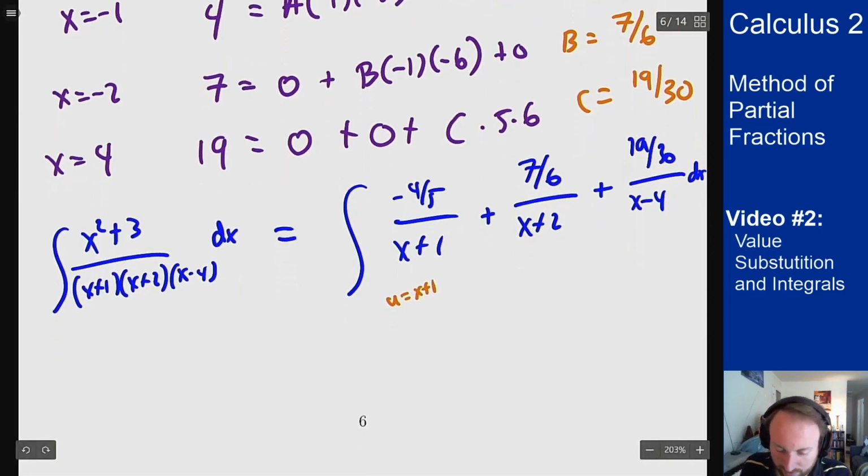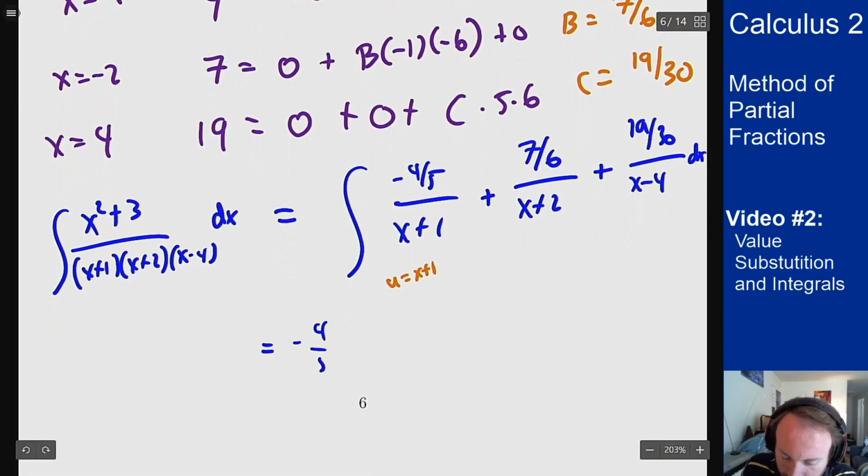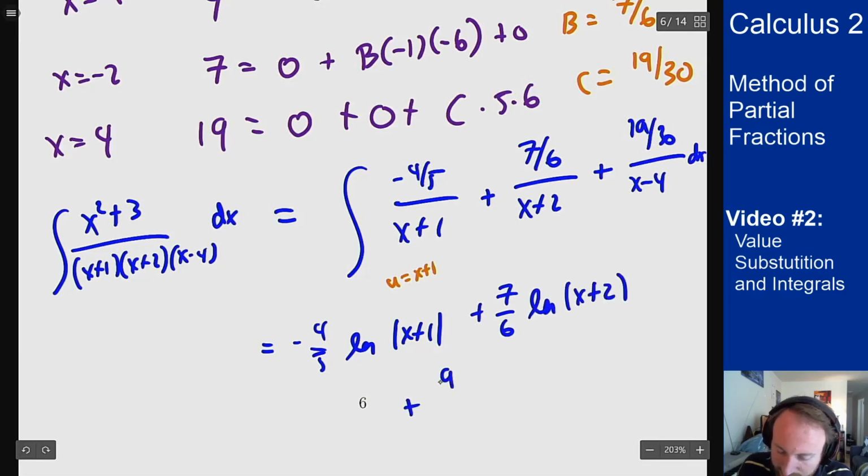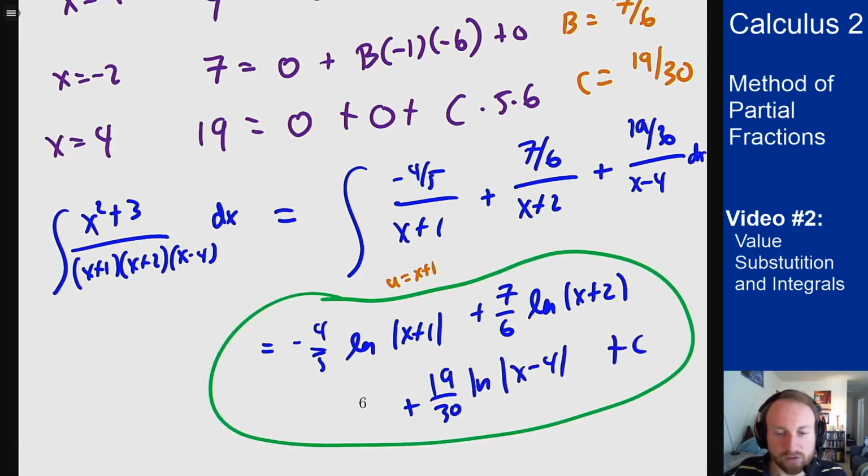So what I'll get for the integral is a negative 4/5 log of x plus 1 plus a 7/6 log of x plus 2 plus a 19/30 log of x minus 4 plus c. And that's what I get for the antiderivative here. Beforehand, before this section, we would have no way of knowing how to solve this sort of a problem. But now that we have the idea of partial fractions, we can use that method to solve for antiderivatives of any rational function we want, as long as the bottom factors are distinct linear factors. We'll deal with that assumption in the next videos in this section.